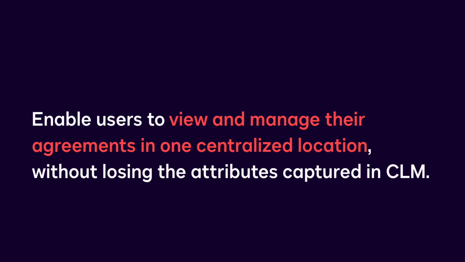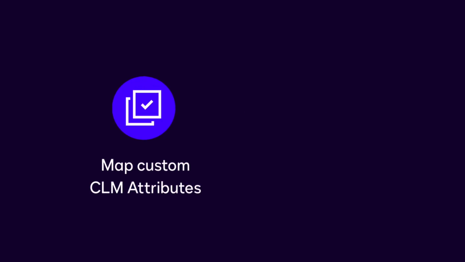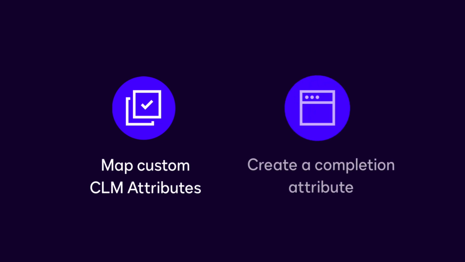The CLM and IAM unified experience enable users to view and manage their agreements in one centralized location without losing the attributes captured in CLM. In this video, you'll learn how you can map custom CLM attributes to refine reports and search results, and how you can create a completion attribute to set the view mode of your agreements depending on their current status.